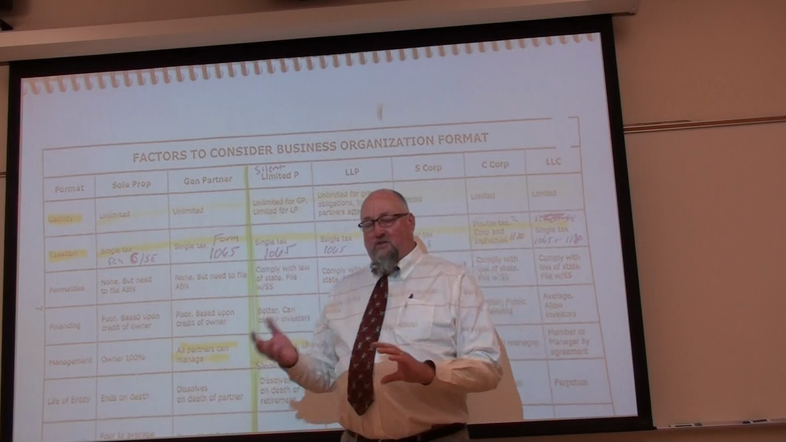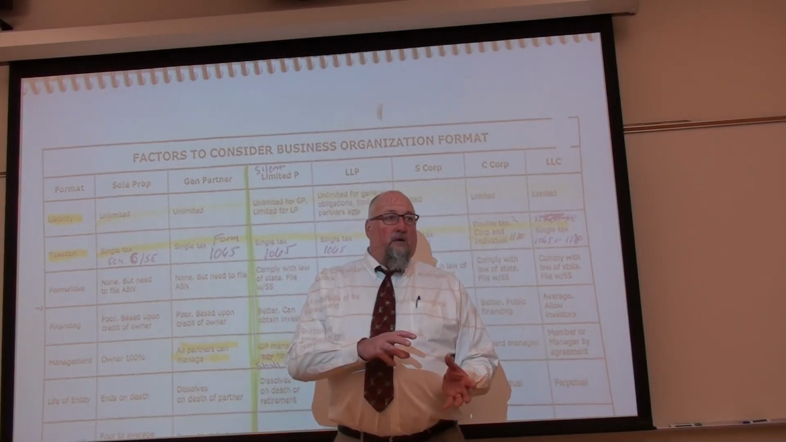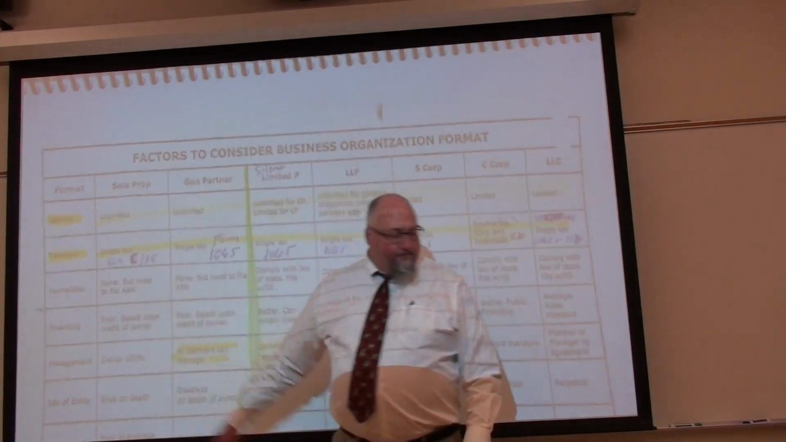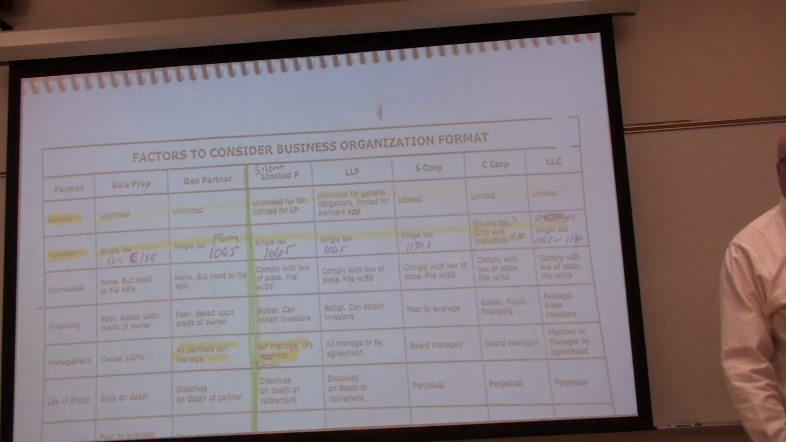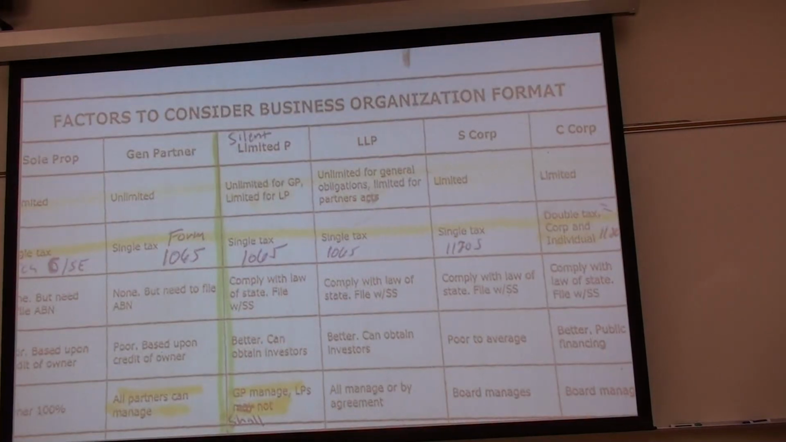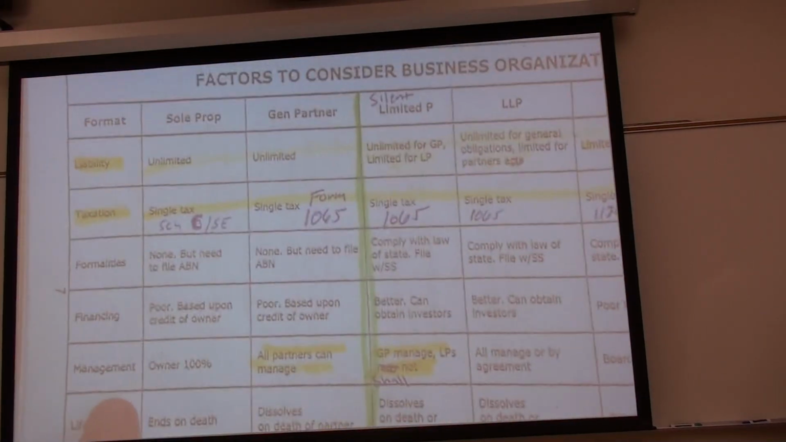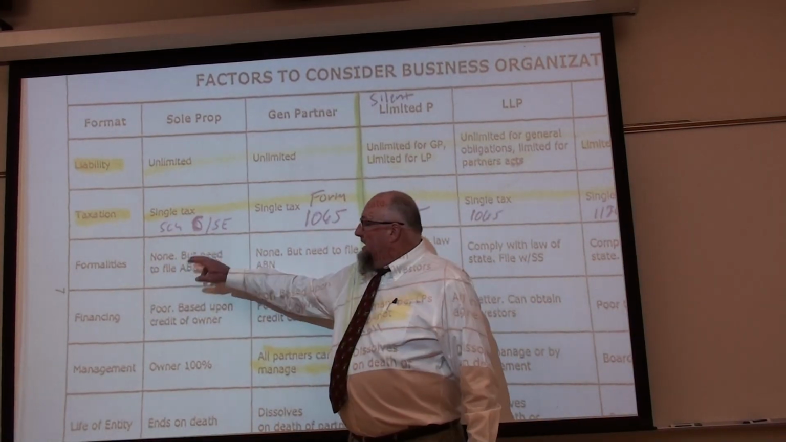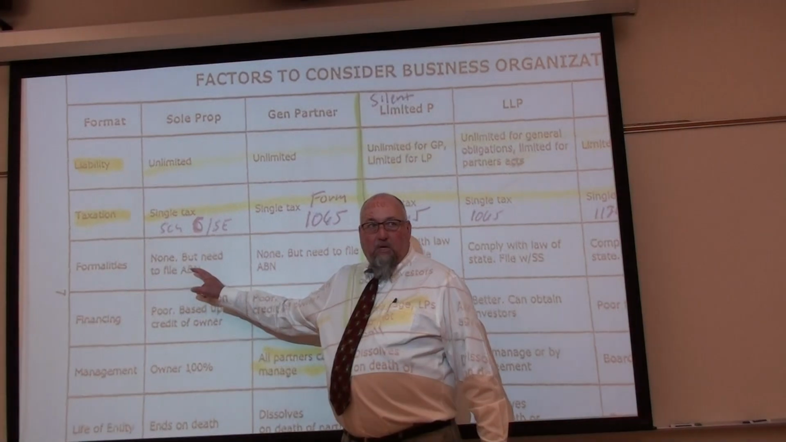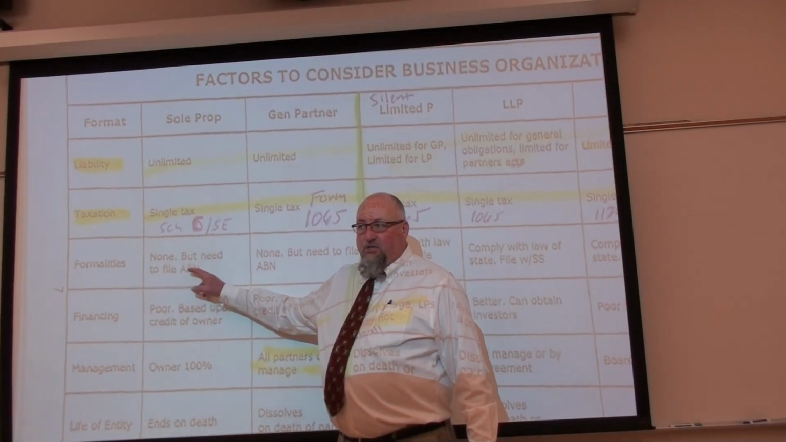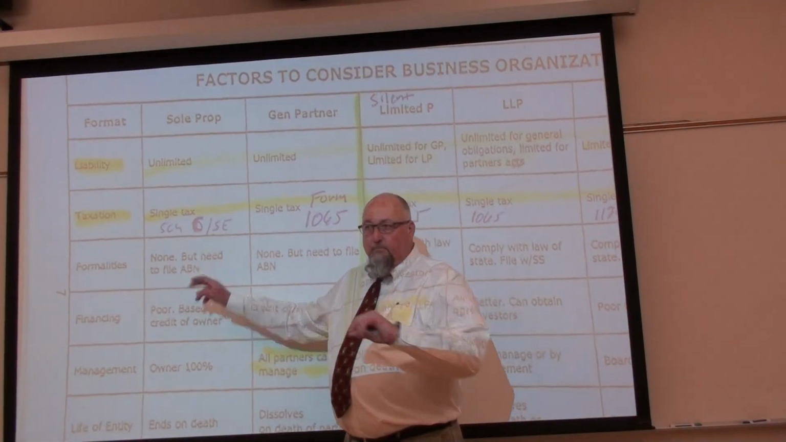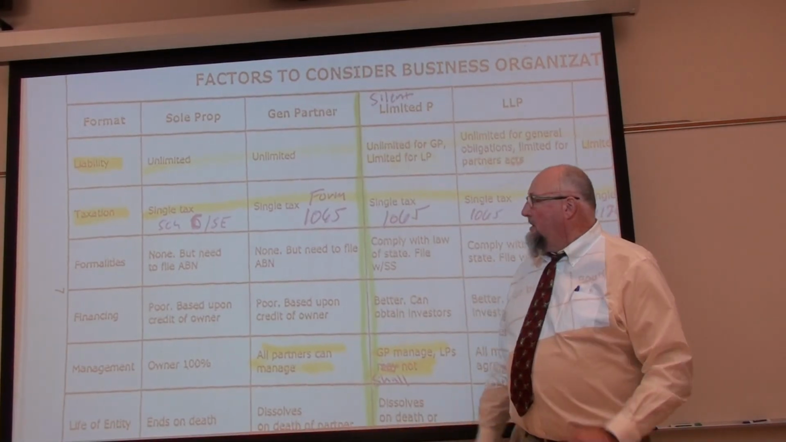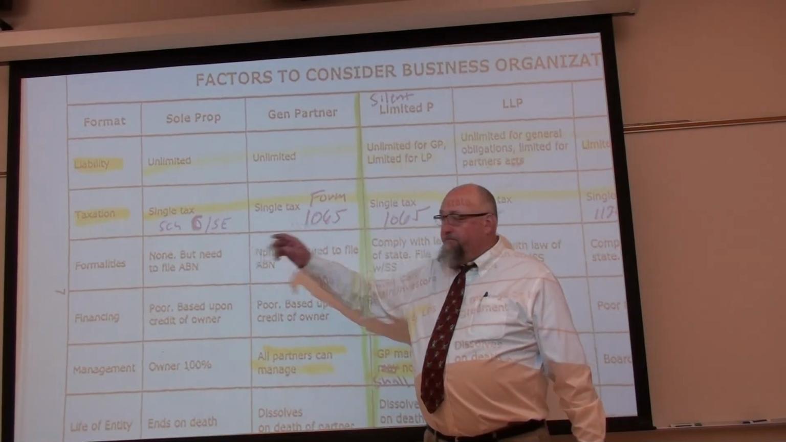But if I want to call it Monmouth Super Good Hot Dogs, I'm not using my name now, then I've got some registration requirements. So right here, that's kind of hard to see, let me blow that up a little bit. None but may need to file an ABN. That stands for assumed business name. Sometimes that's called a DBA, doing business as. We'll talk more about that in a moment, okay?